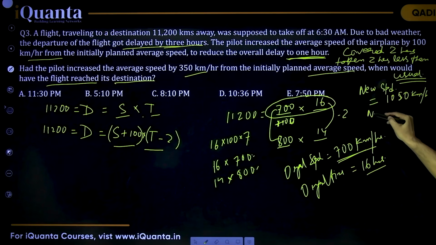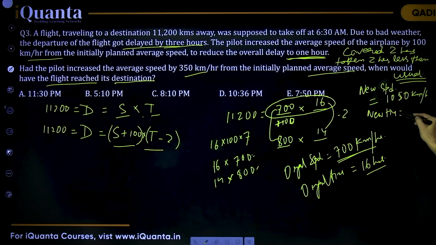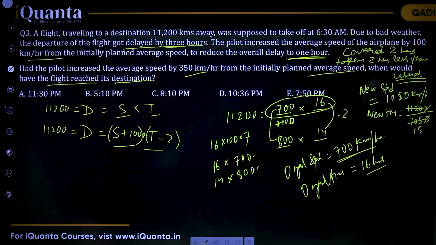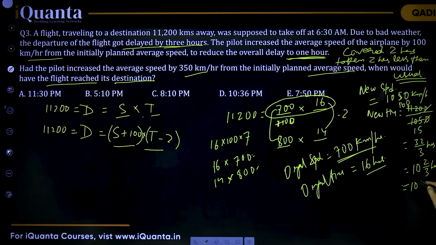So the new time is going to be 11,200 divided by 1050. Just very patiently simplify this. 1120 by 105. You can cancel by 7, 15 times. 7 would be how much? 7 15 times. So 7 is 160 and that is 32 by 3 hours. That is 10 2 by 3 hours. That is 10 hours 40 minutes. 2 by 3 hours is 40 minutes.